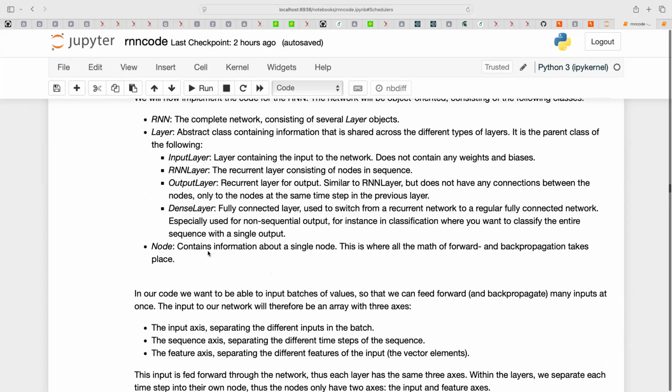Then there is a node which contains information about a single node. This is where all the mathematics of forward and back propagation is actually collected or takes place. So this is actually in this node quantity. So I hope you now have a kind of top-down view of it. And if you go through the different equations which I put up earlier, then you can quickly see what is being coded where in the program.